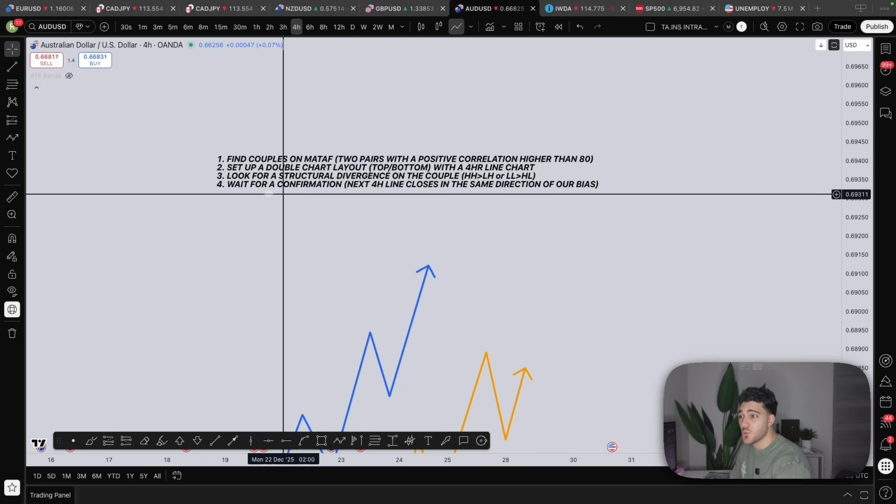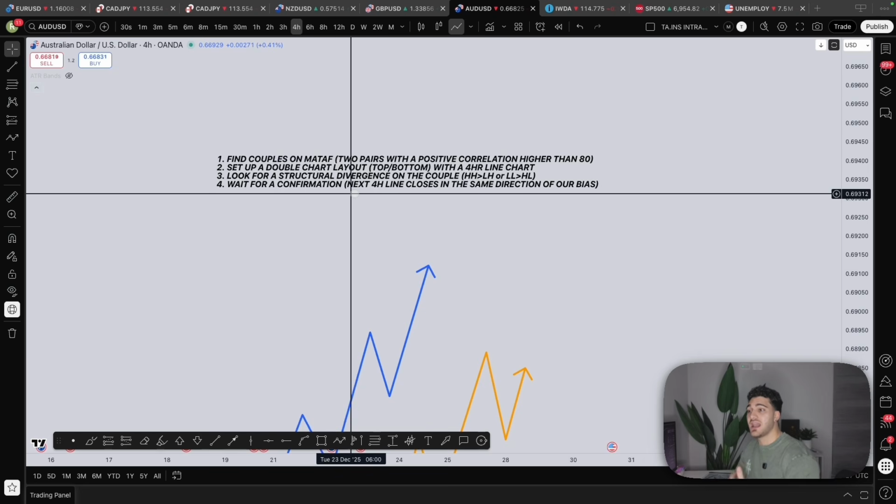So the first step for us was to wait for a confirmation. So the next 4-hour line needs to close in the same direction of our bias. So if we want to go short, we need to wait for the next candle after the divergence to actually close short, and vice versa for a long trade.